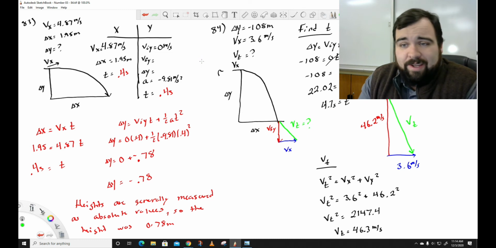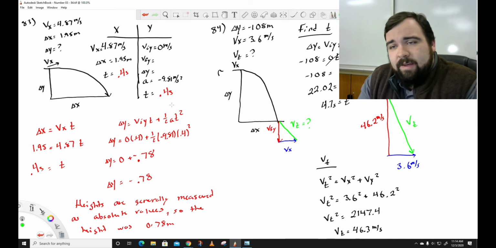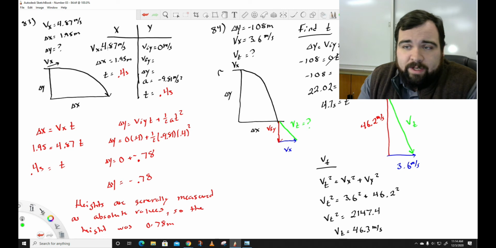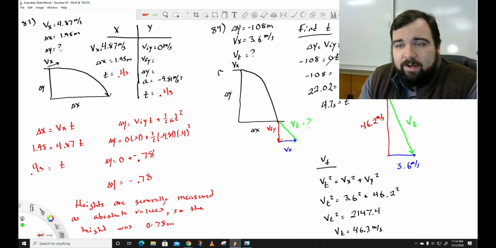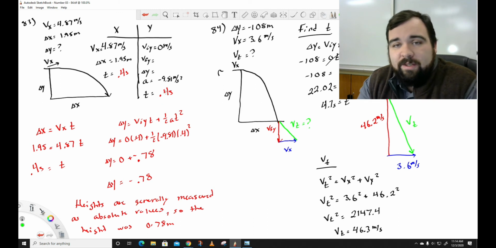Alright, so here we are for 83 and 84. 83 is dealing with the racquetball that is struck at 4.87 meters per second. The ball lands 1.9 meters from where it's hit, and it's wanting us to figure out the height at which it is hit from.